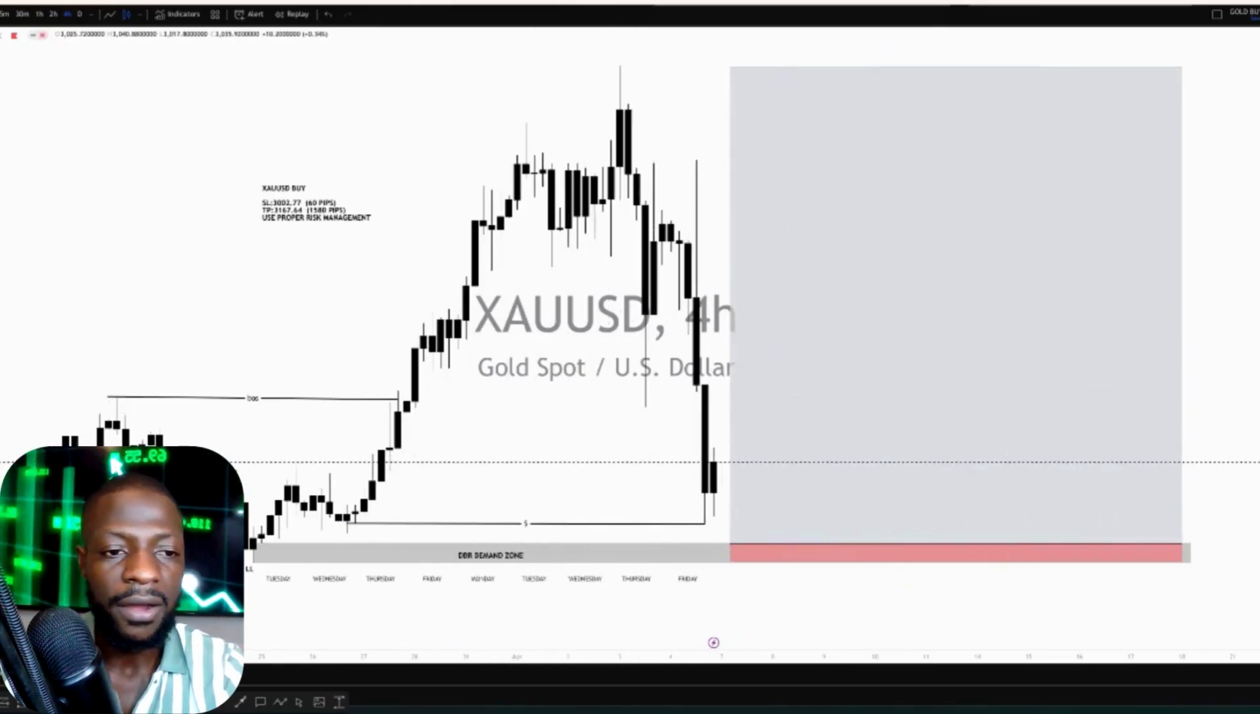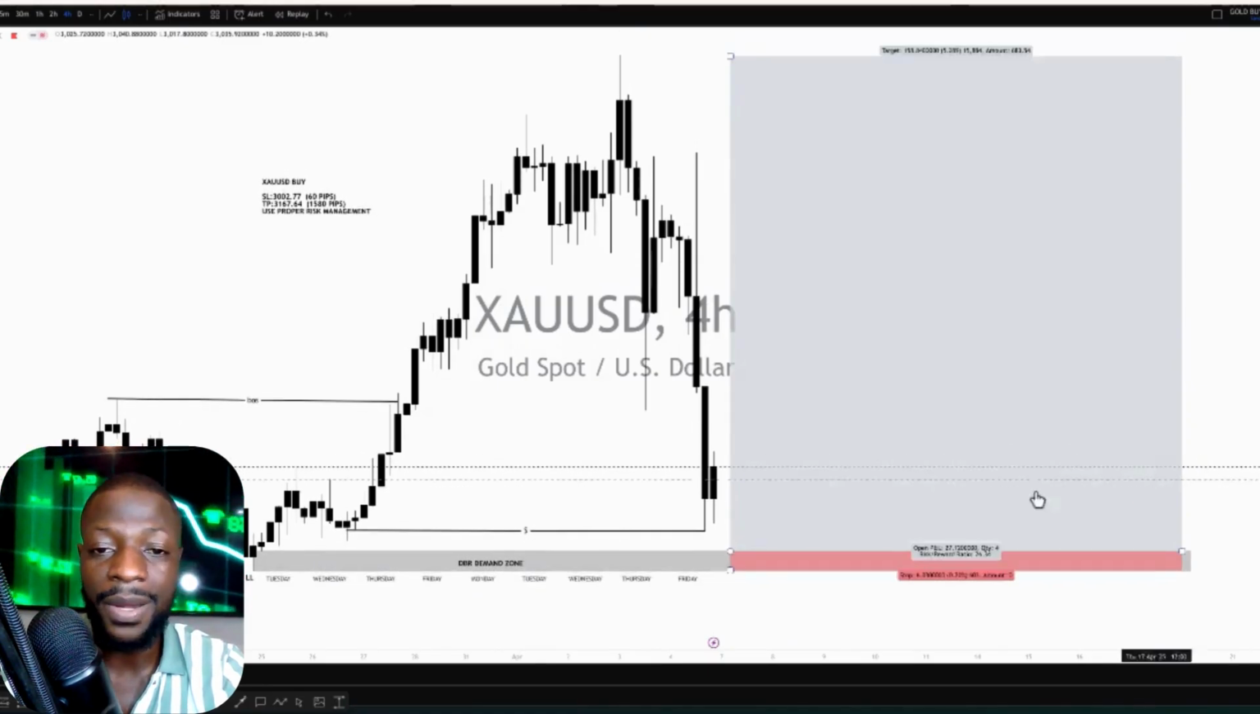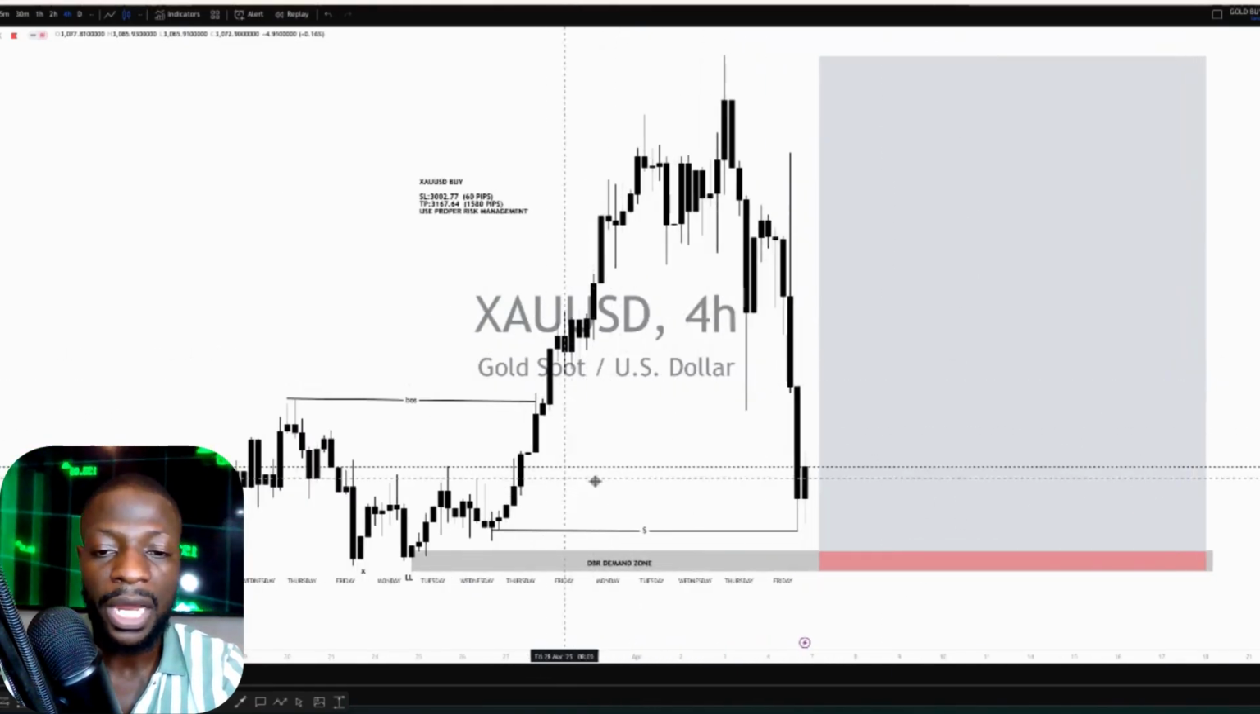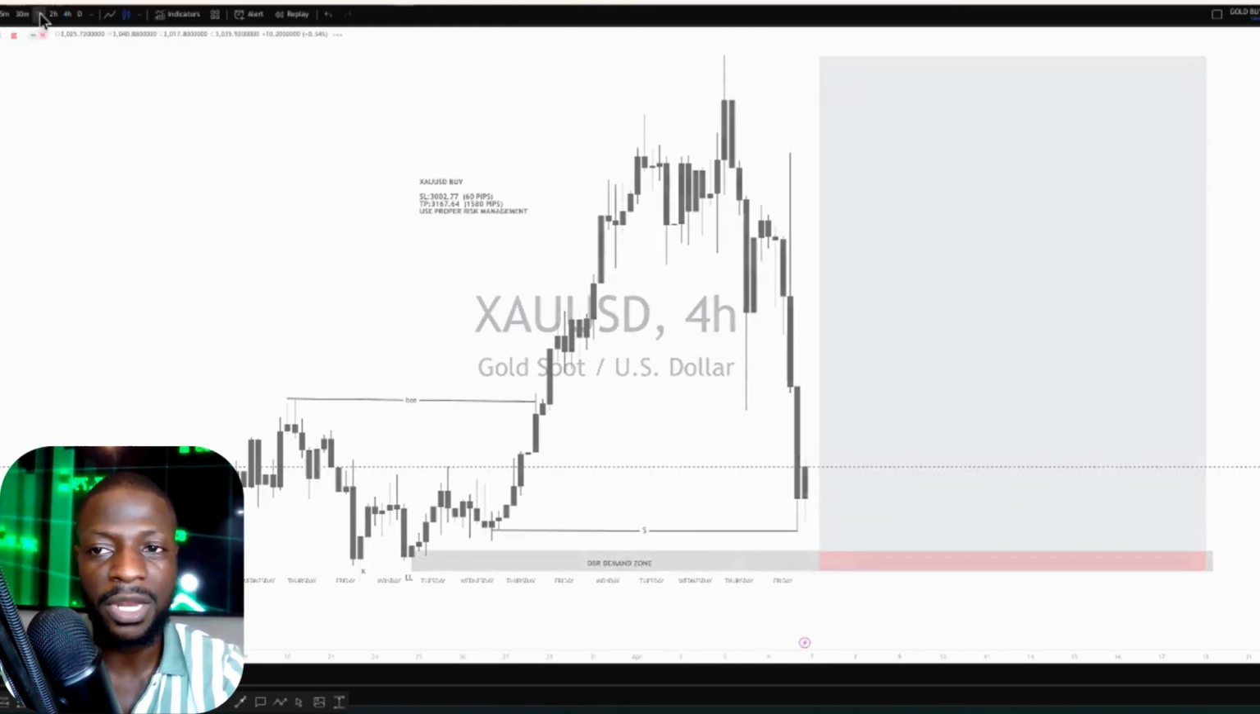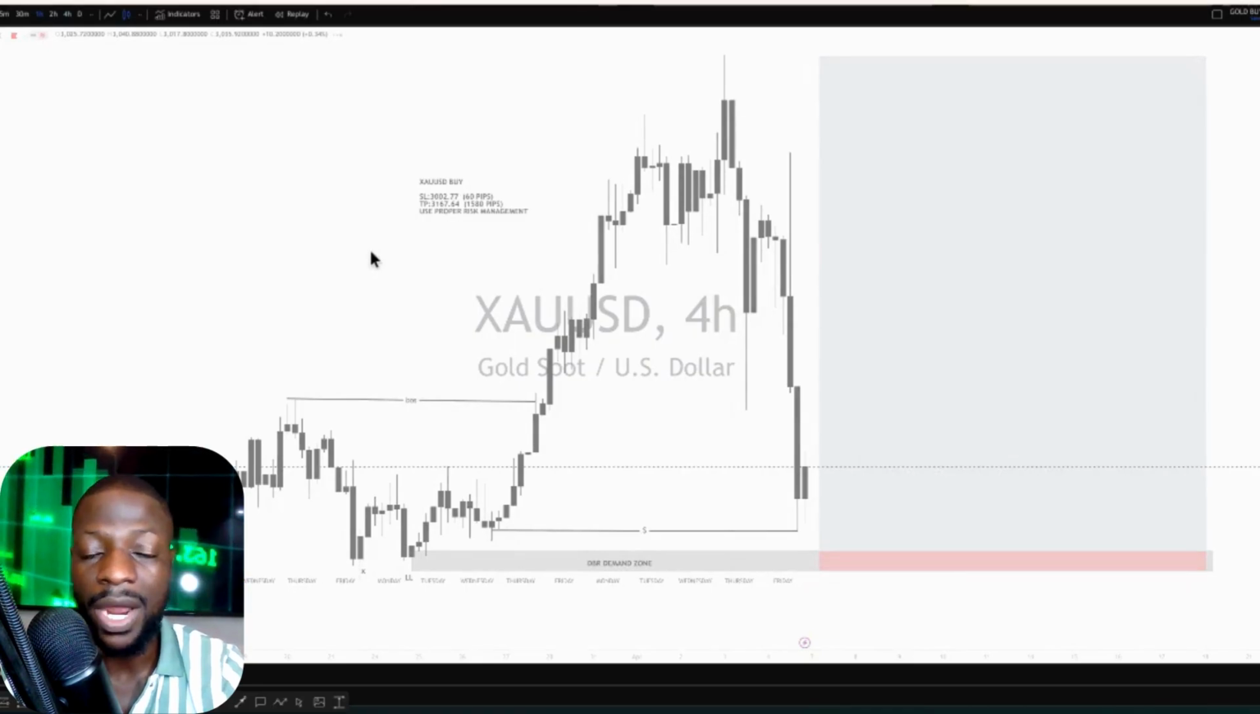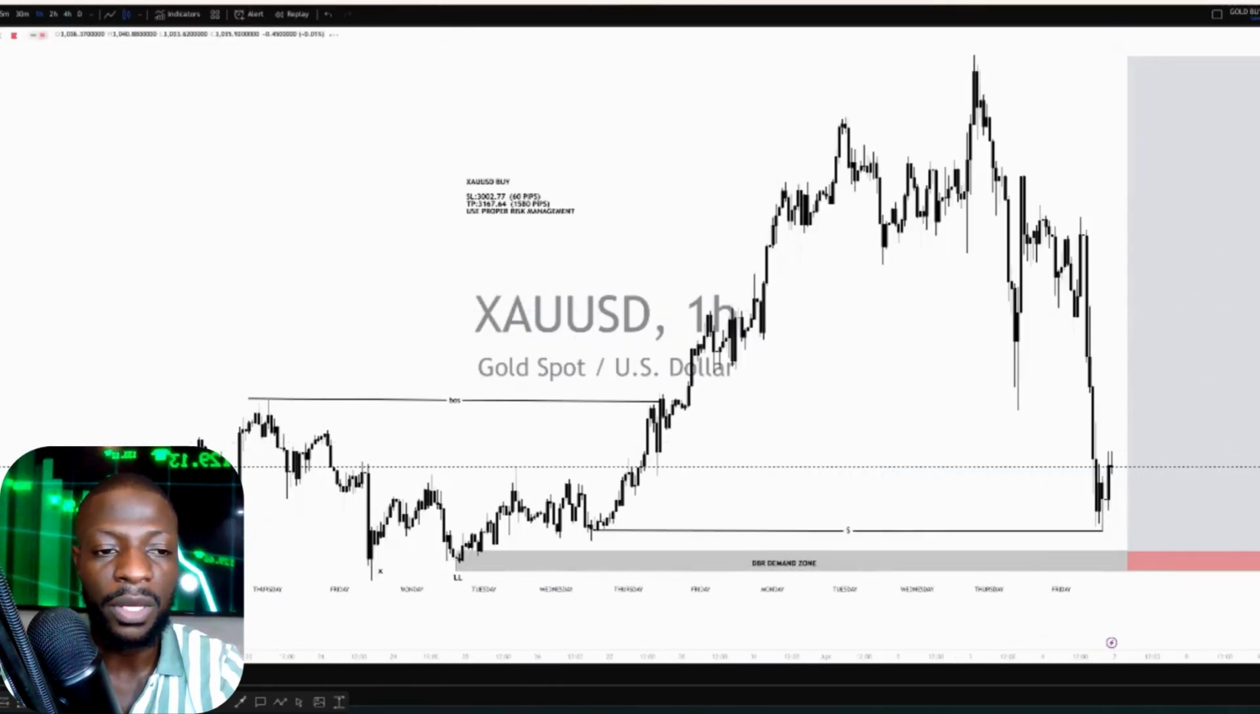So you can see that our 4-hour and daily time frames are aligning. So what do we do? We have some liquidity right here. So you have to go to the 1 hour time frame and try and locate your order block on the lower time frame right here.